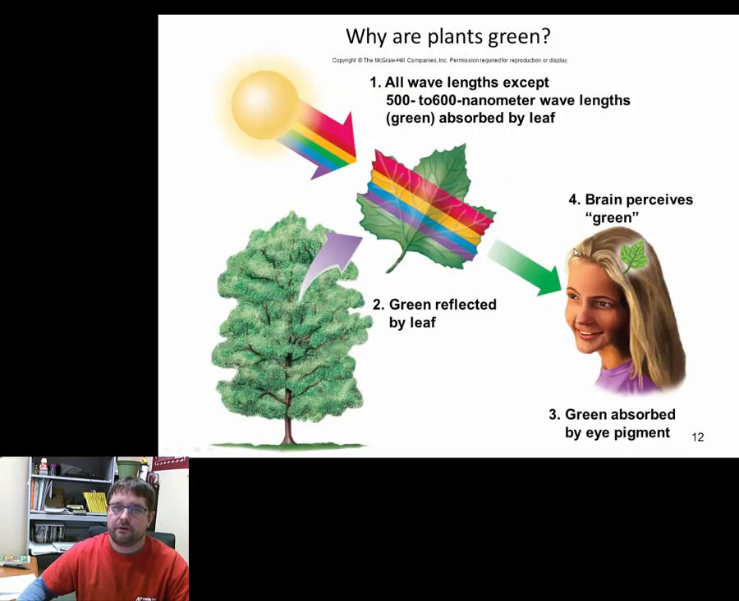So here you can see why we see plants being green. Okay? All the wavelengths except for 500 to 600 nanometers are absorbed by the leaf. And it's that 500 to 600 nanometers, which is where the green pigment is, or the green photons are, that's going to bounce back, hit our eyes, and we're going to perceive the plant as being green.